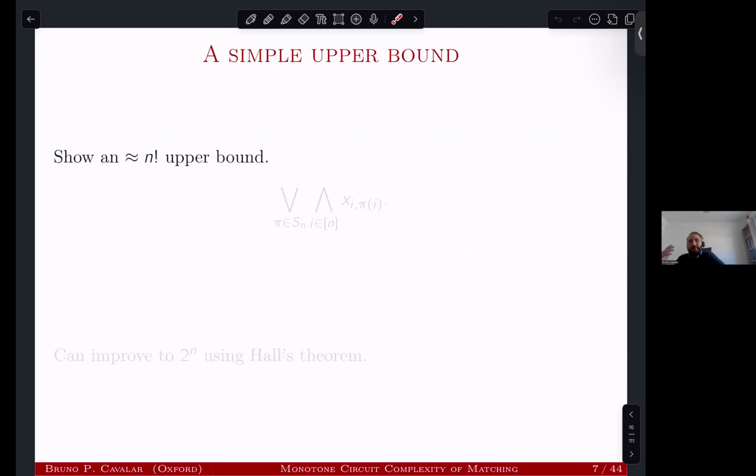I know some of you are very familiar with this, but maybe not all of you. So just to practice a little bit, it's easy to show an n factorial upper bound for computing matching. If you wanted to do the most trivial algorithm, you would try every potential perfect matching, every permutation, and you can simply encode that as a monotone circuit. It's going to be roughly of size n factorial because you do a big OR over all the potential perfect matchings, and then you check if all the edges of that perfect matching are present.